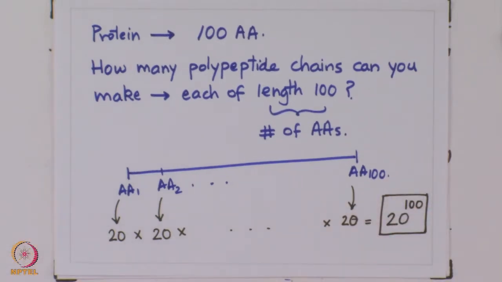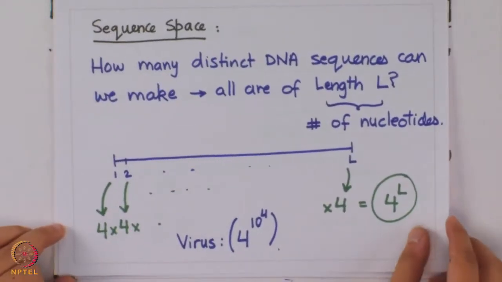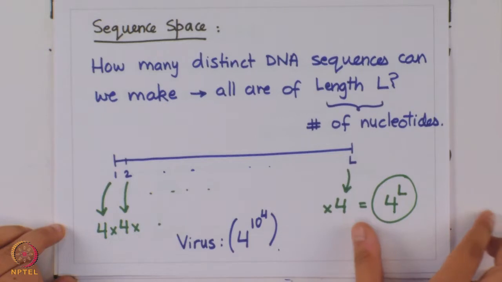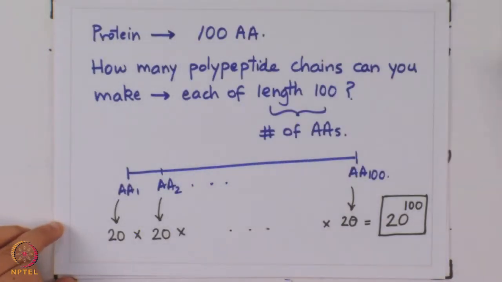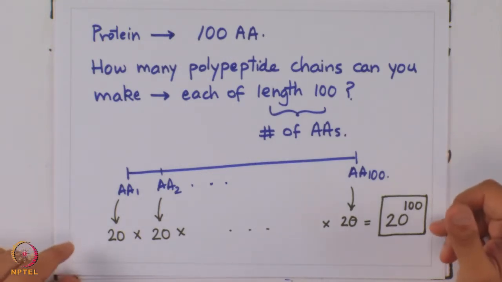Okay. These are very, very large numbers. So, the number of sequences possible, which are equivalent to the length of the simplest organism that we know, is 4 to the power 10 to the power 4, and the number of polypeptide chains for even a smallish protein, which is of length 100, is astronomical. This is a very, very large number.